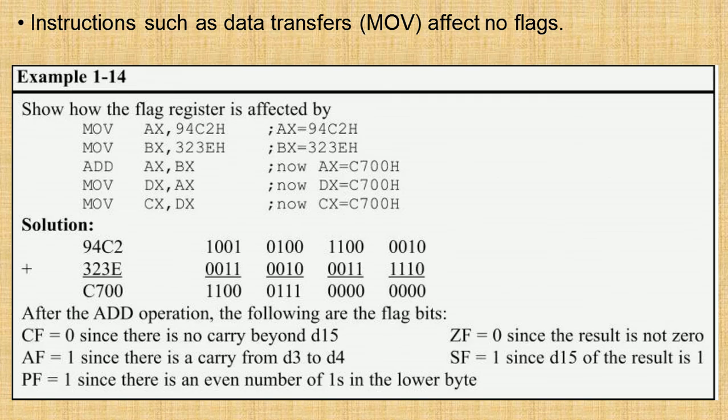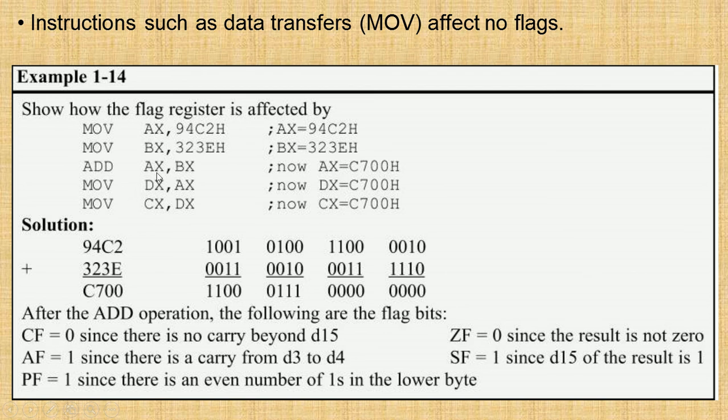Okay, there is another thing. Instructions such as data transfer affect no flags. Instructions such as data transfer, move instruction, affect no flags. Okay, suppose here move AX comma 94C2, move BX comma 3A. Okay, then here if you assume some status, no flags are affected.